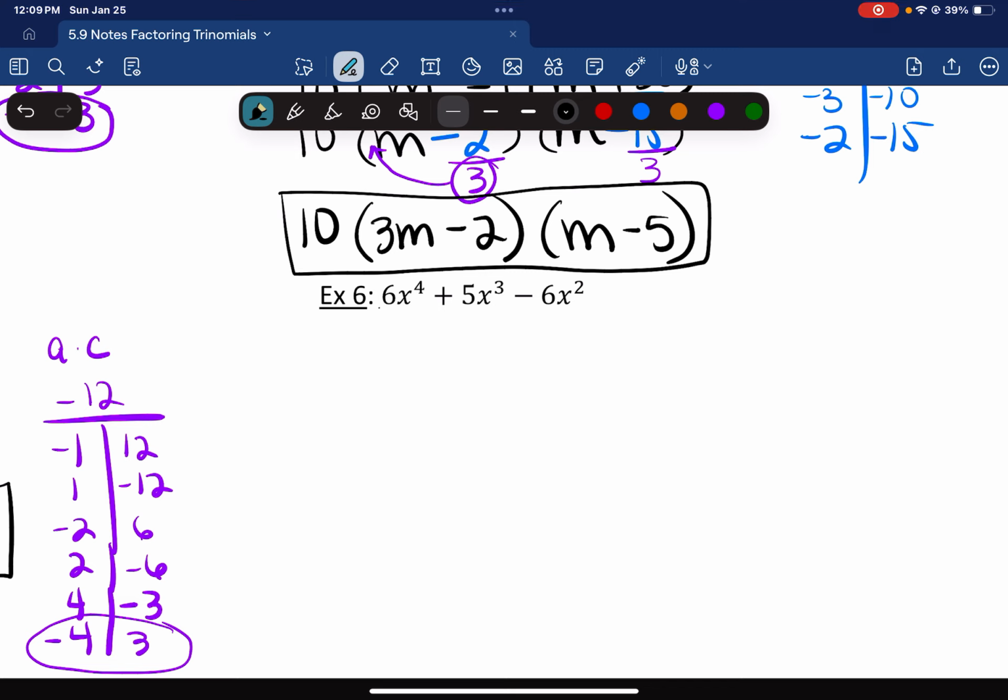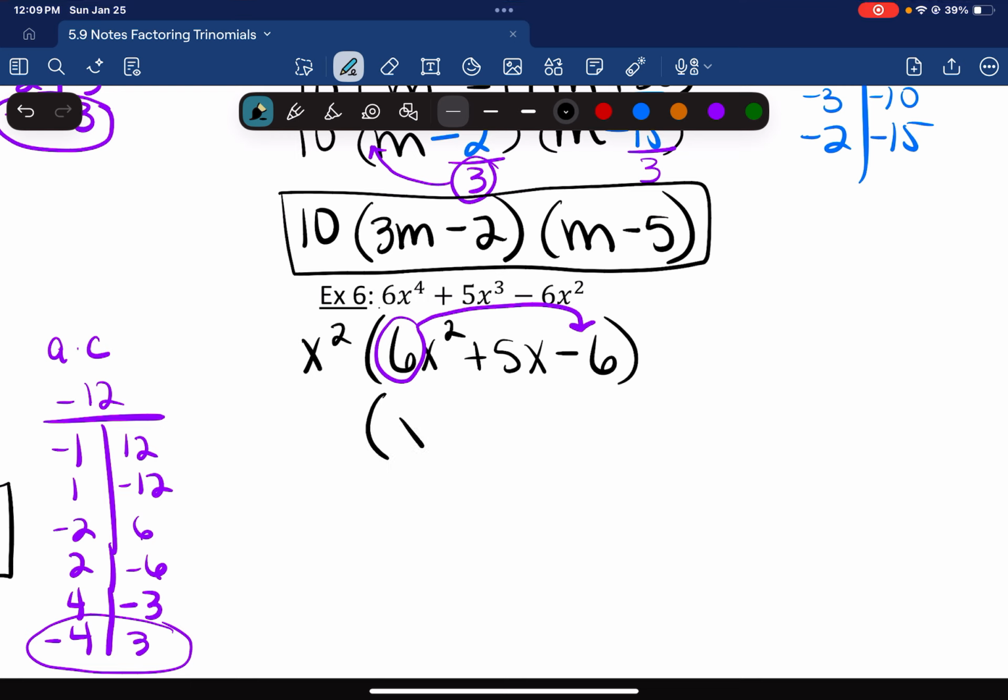In this problem, our GCF is just an x squared. So we're left with 6x squared plus 5x minus 6. All right, so let's take our a value and slide it back here. When we multiply, that gives us positive 6 times negative 6, which turns our c value into a negative 36. So this is x squared plus 5x minus 36. Bring down your GCF from the beginning. So let's break this negative 36 into its factors.